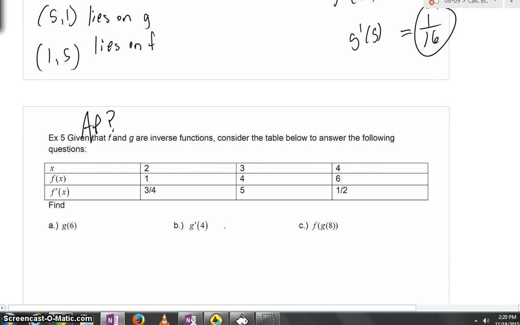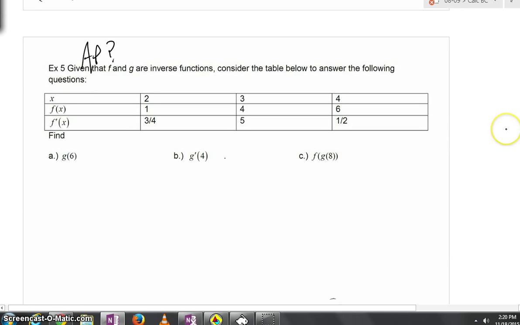The next problem is an AP question. And I do want to tell you it's a tabular problem. They're telling you that f and g are inverses, yet they're only giving us information about function f. And from the very beginning, this might seem to be a strange question.